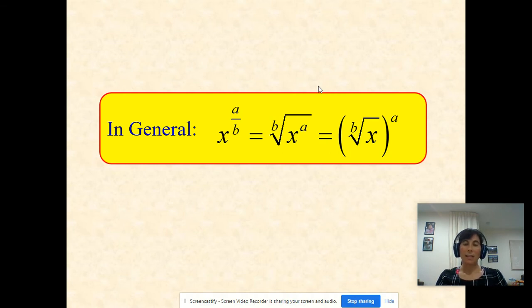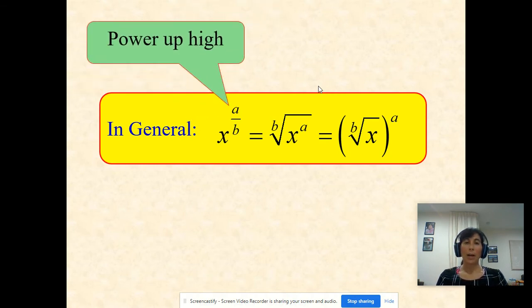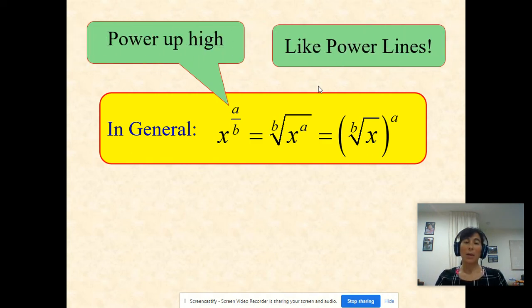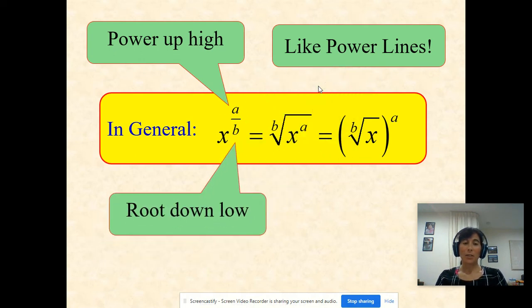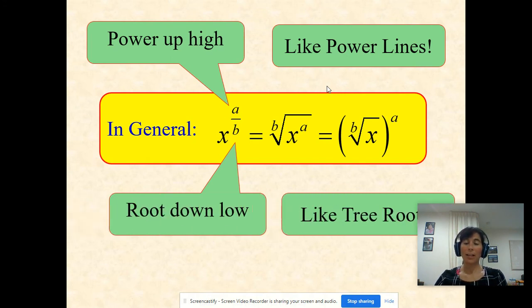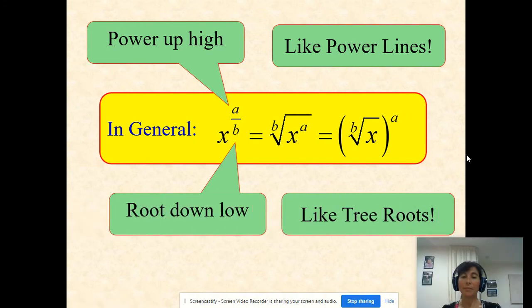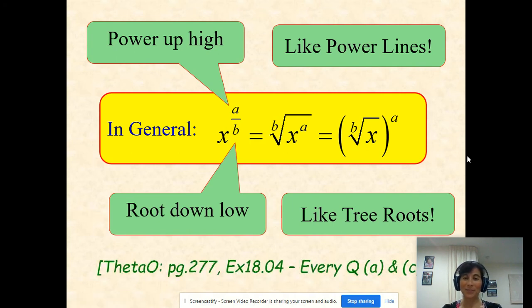Breaking this down, here's our formula. A way to be able to remember it is that the power is up high, and that's because power lines are always up high. That's different to the roots, which are always down low, like the roots of a tree. So that's a useful way to be able to remember where they go.